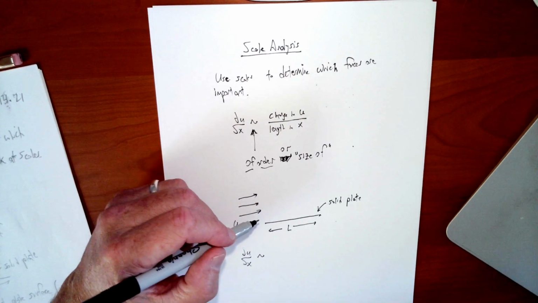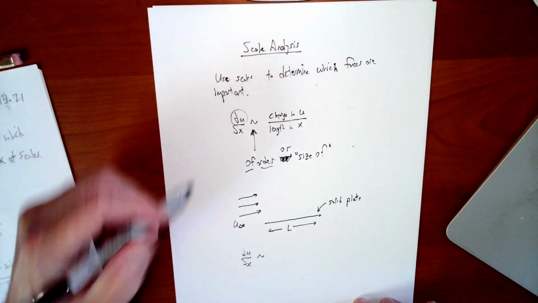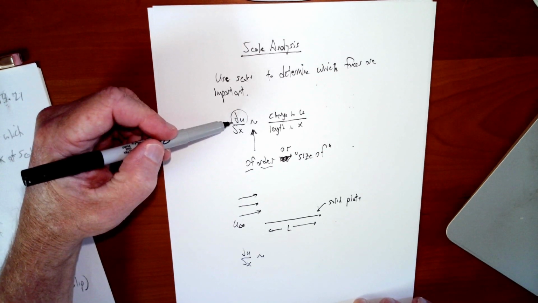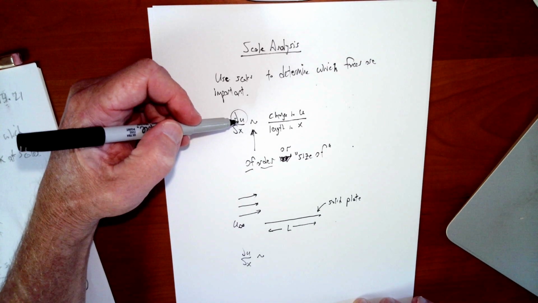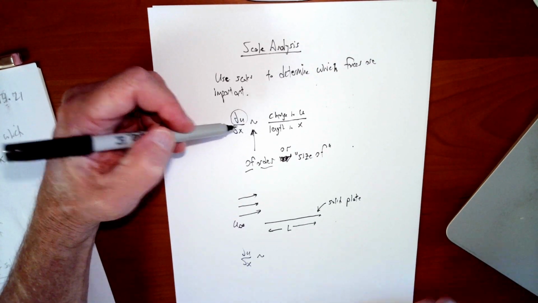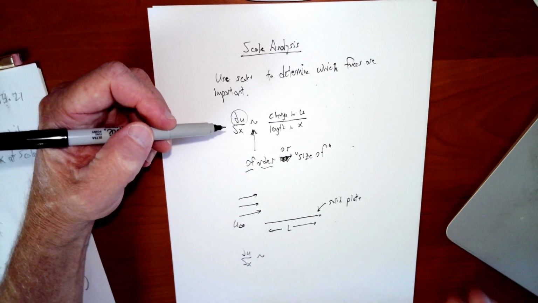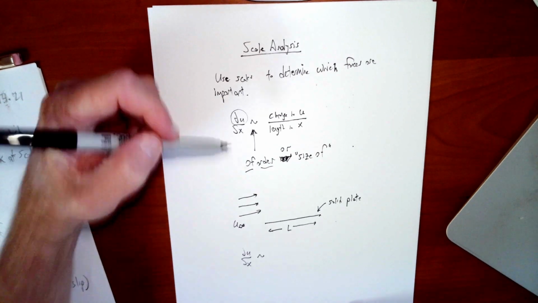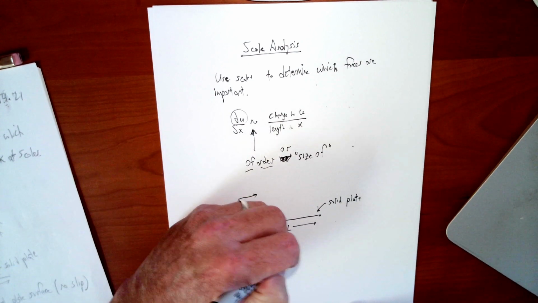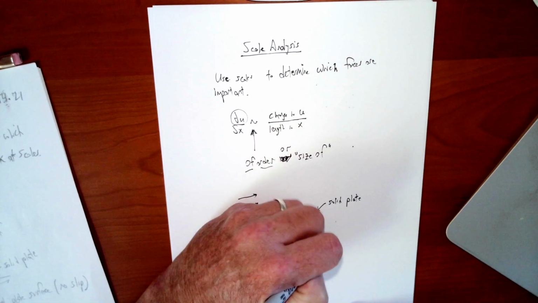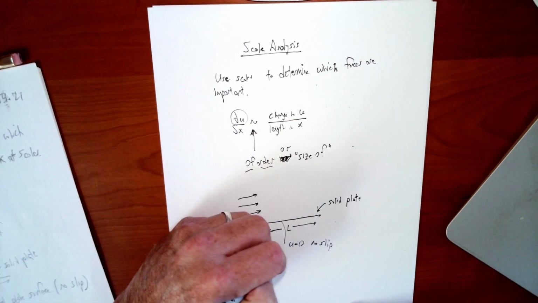One of the errors that happens a lot, that people who aren't good at scale analysis make, is they always assume that the flow is going to 0 somewhere when it's not. This is asking you how much does u change in the flow. If u only goes from u infinity to, say, u infinity over 2, then it's not right to say that it's going to go all the way to 0. It doesn't. But in this case, it does. There's a region in this flow where u equals 0 because on this plate, u does equal 0 because of the no slip condition. So that top piece is u infinity minus 0.